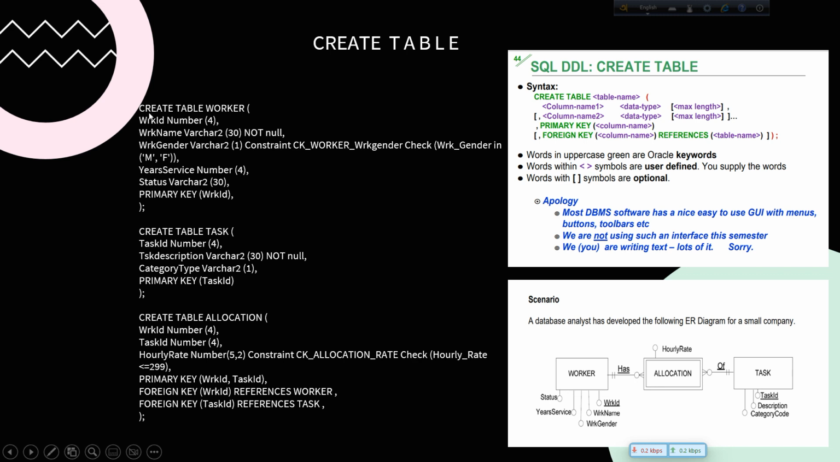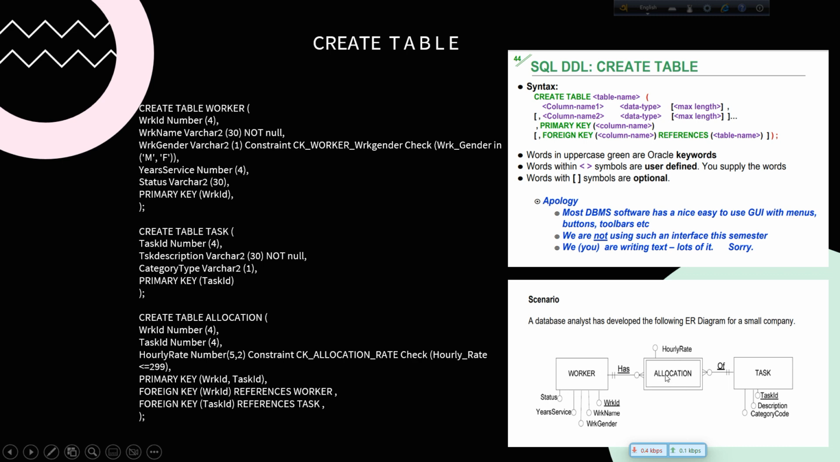So you can see create table worker: worker id, worker name, gender, year service, status, and the primary key is worker id, as I mentioned. And you can see there is name, number, date. These are the maximum sizes of this particular column. Then create table task: task id, task description, category type, and the primary key is task id.